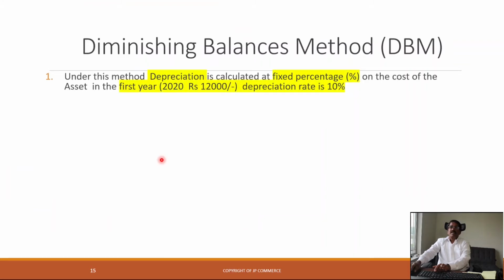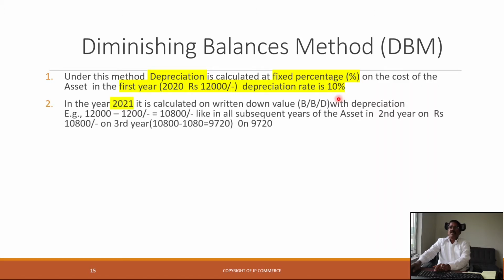Under this method, depreciation is provided in the initial year on the original cost of the asset, as in the fixed installment method. Let us take an example: in 2020, we purchased a machine by paying 12,000 rupees, and depreciation is 10 percent. So the amount of depreciation is 1,200 rupees.